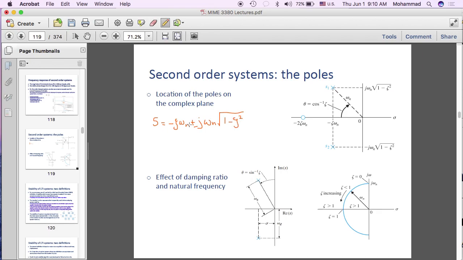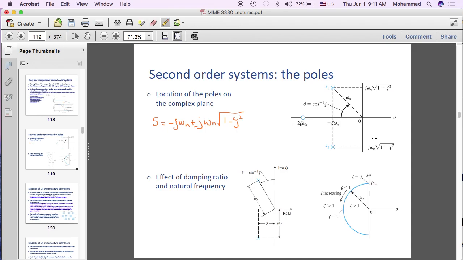In general, you can show the two poles on this complex plane. So you can see this is minus zeta omega n. This is the real part. And the imaginary parts are plus j omega n square root of 1 minus zeta squared and minus j omega n square root of 1 minus zeta squared. So that's exactly the formula we have.